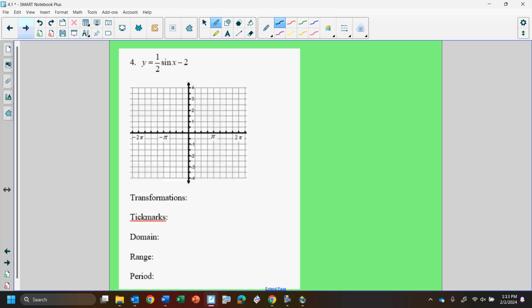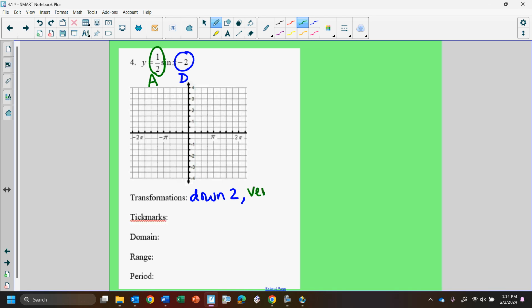This one is a sine graph. What transformations does it have? Down 2. Good. That's your dividing line. What else? Perfectly phrased. The A is 1/2. It's a vertical compression by 1/2.